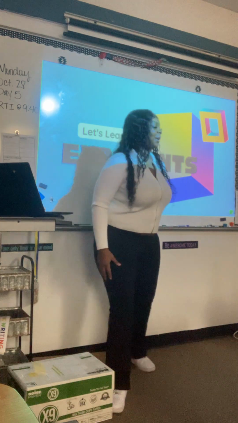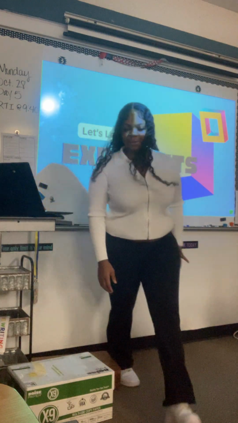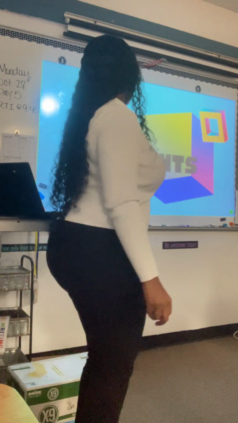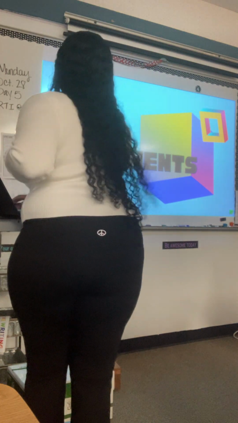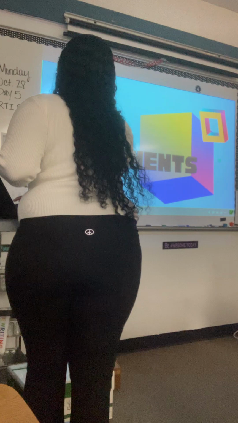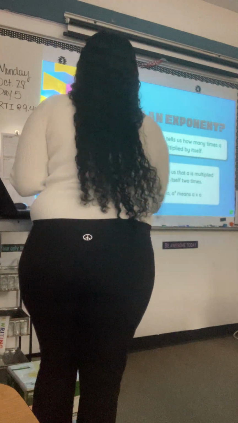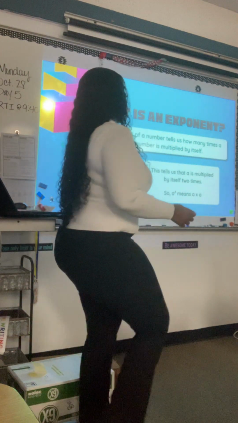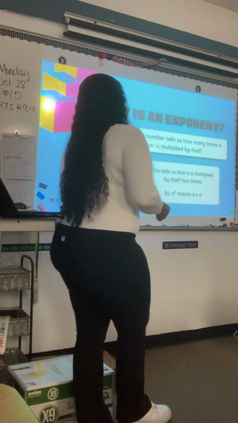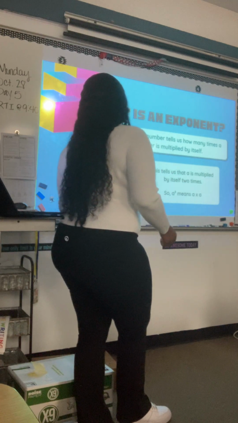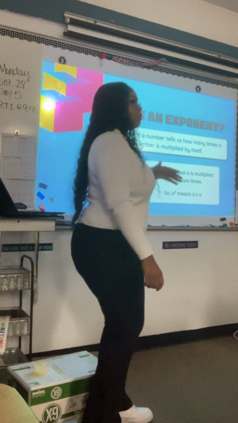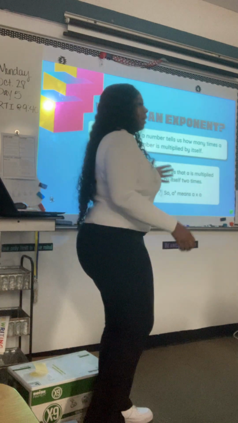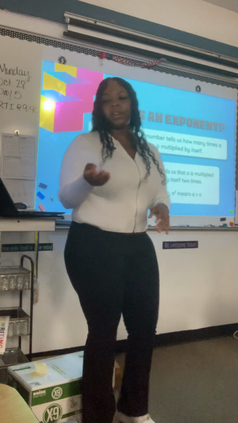Okay, so today we're gonna learn about exponents. So a little review, exponents tell us how many times a number is multiplied by itself. So this will be your base number A, and then the exponent will be 2. So 2 raised to the second power. That'll be 2 times 2, which is 4.